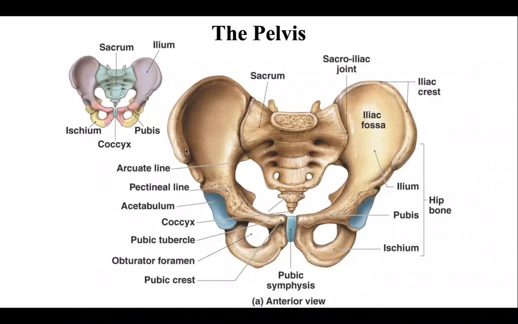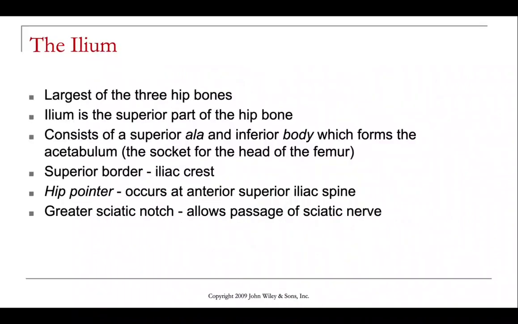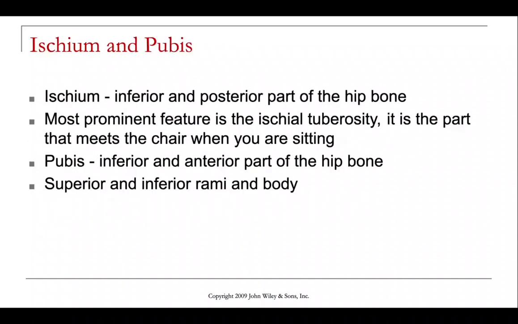So here you can see this would be your anterior superior iliac spine up there. And then your greater sciatic notch. This will allow the passage of the sciatic nerve. So it is a big notch because that's a big nerve.